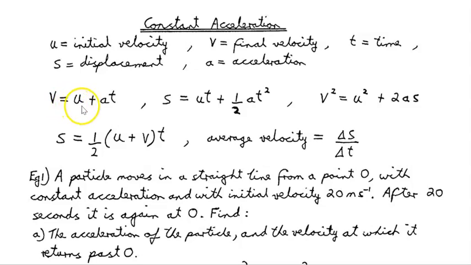Final velocity is the initial velocity plus the acceleration times time. Displacement, S, is u times t plus a half times a t squared. A is acceleration, t is time, u is initial velocity. Final velocity squared is initial velocity squared plus 2 times acceleration times the displacement. And here's the average one: S is a half u plus v times t. And the average velocity is the change in s over the change in time. So the change in displacement over the change in time is your average velocity.